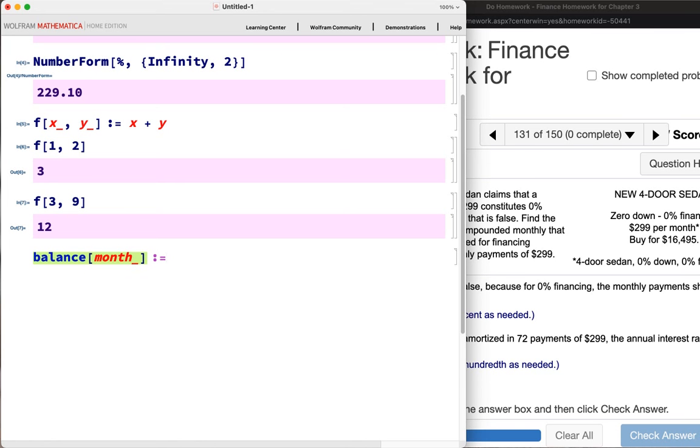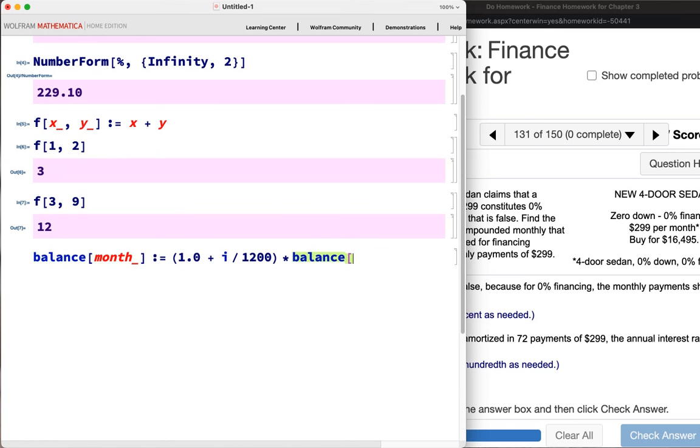Okay, so balance of month is equal to, I have to use colon equals when I'm defining a function, okay? 1, and I want my answer to be a floating point number, so I want to use decimals here rather than pure integers, plus my interest, and I'm just going to use the letter I to symbolize interest, divided by 1200. Now remember, why am I dividing by 1200? You're dividing by 100 to change the percent to a decimal, and you're dividing by 12 because you have to change the annual interest rate into a monthly interest rate.